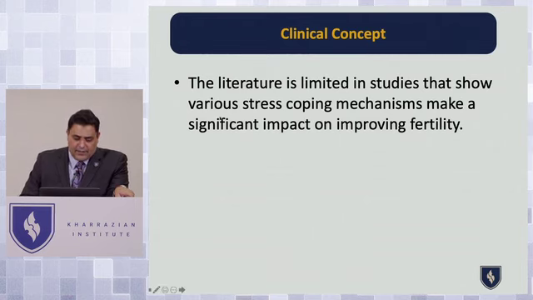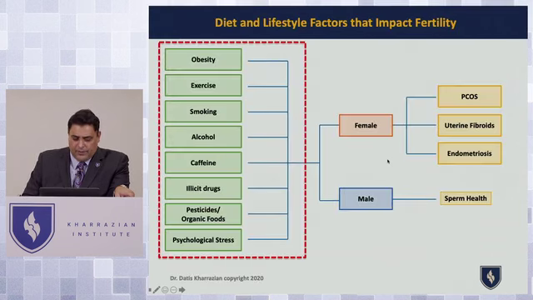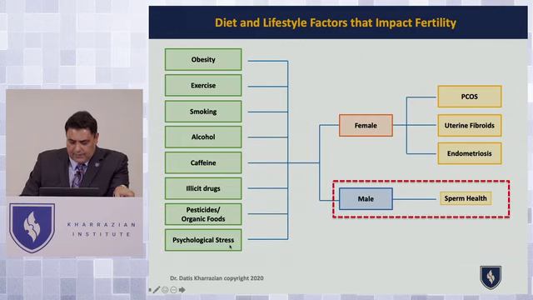Now, clinical concept. The literature is limited in studies that show various stress coping mechanisms make a significant impact on improving fertility, but we did mention a few of them earlier. So we talked about all these mechanisms that impact both males and females: obesity, exercise, smoking, alcohol, caffeine, illicit drugs, pesticides, psychological stress. Let's talk about males.